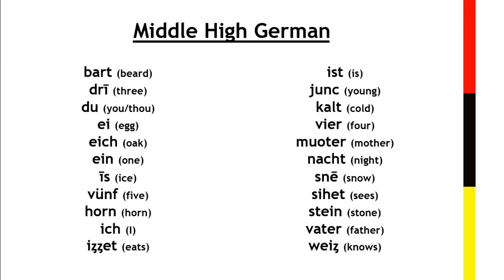Bart, Dri, Du, Ei, Eich, Ein, Is, Fünf, Horn, Ich, Isset, Ist, Jung, Kalt, Vier, Måter, Nacht, Snö, Sichert, Stein, Vater, Weis.